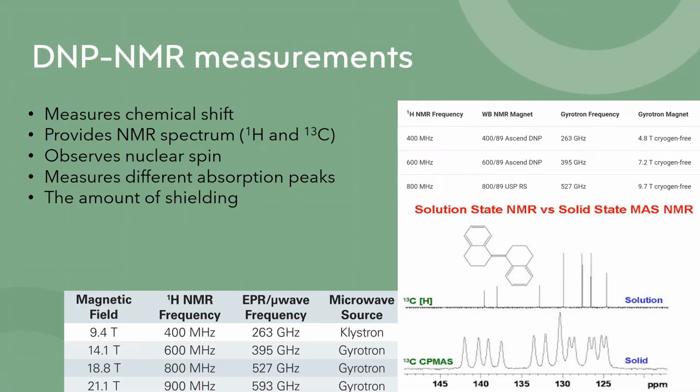Now, what this measures is typically the same thing as a standard NMR. You will see it'll measure chemical shifts, NMR spectra, nuclear spin, and the shielding.